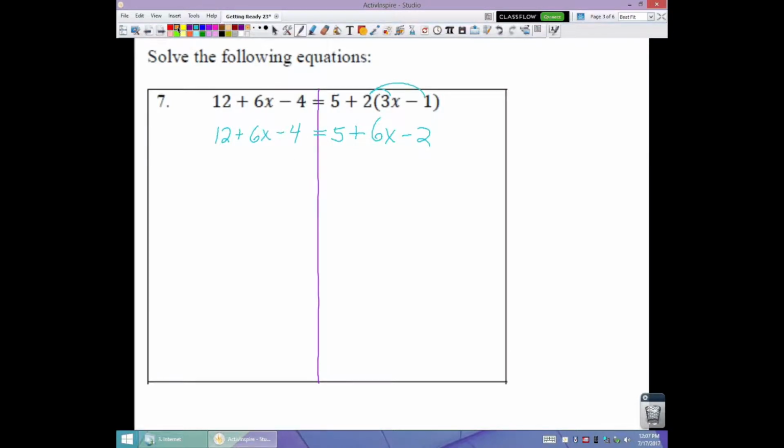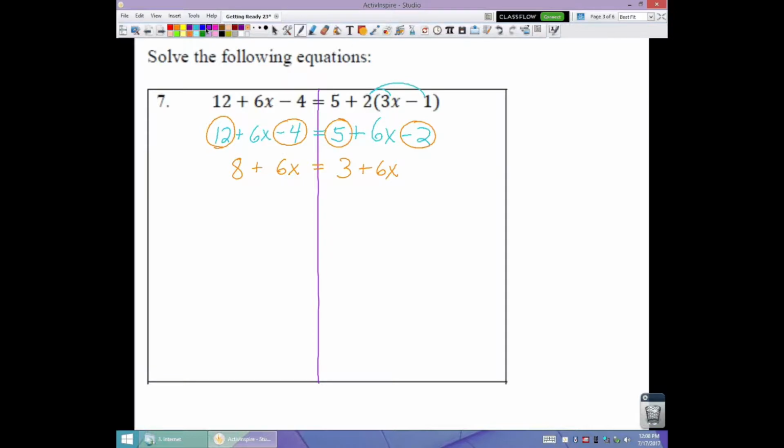Okay. The next step to simplify is to look for any like terms that are already together on one side. Well, on the left side, I have a 12 and a minus 4, which makes 8, and then plus 6x is equal to, on the right-hand side, I have 5 minus 2, which is 3, and I have plus 6x.